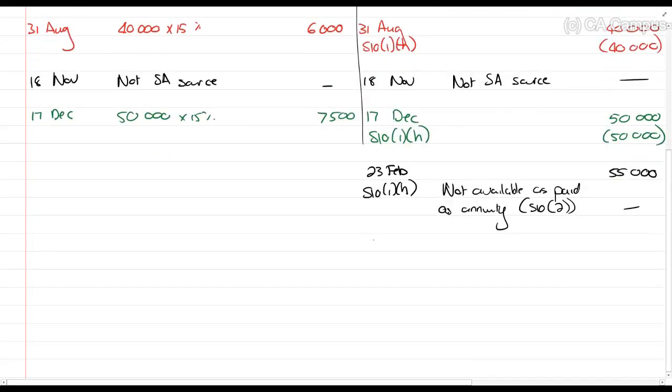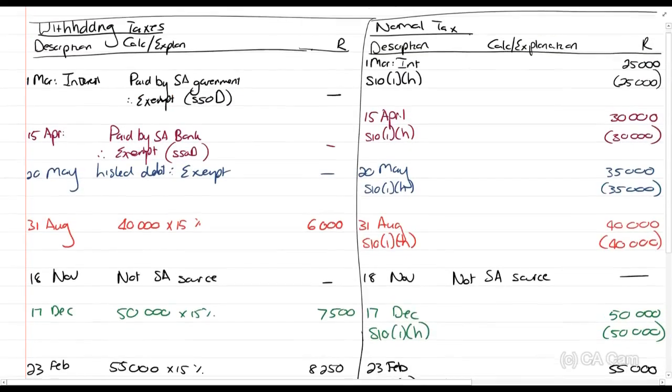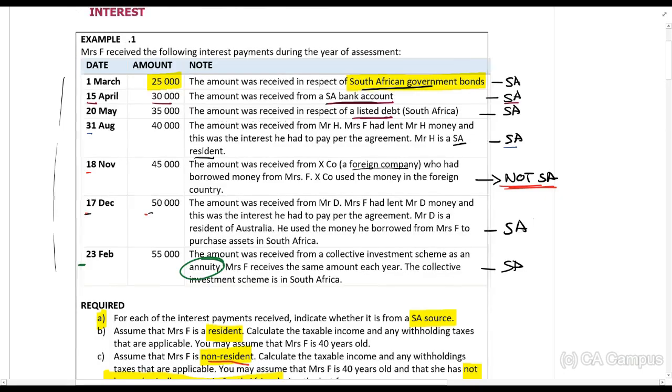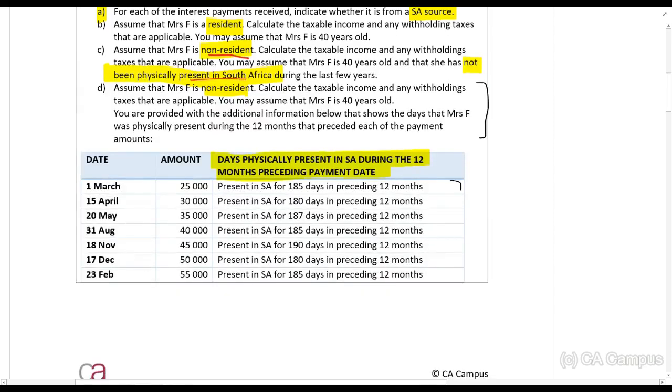Right, if that's not available, then you get your normal interest exemption under Section 10(1)(i). This person is younger than 65, so it is limited to 23,800. Right, then under our withholding tax, guys, there's no rule about annuities there, so 55,000 times 15%. There we go. Okay, that's it for C. Now in D, all that we do here is we make it a little bit more complicated by giving you months that this person, or days that this person was in the preceding 12 months.